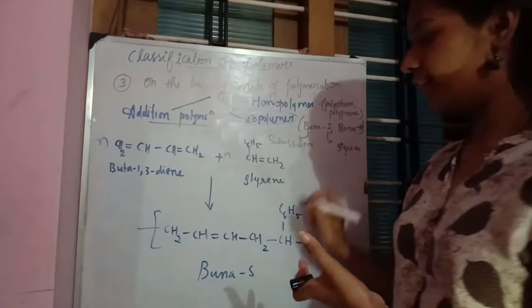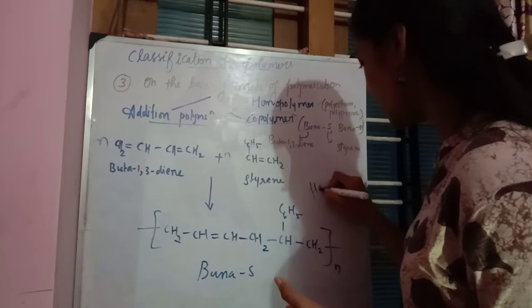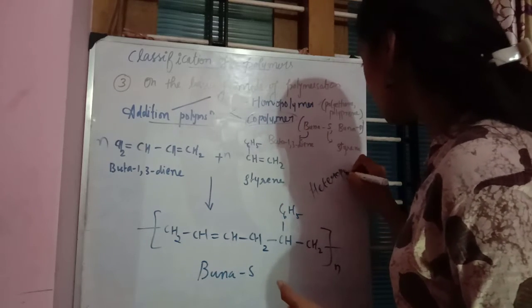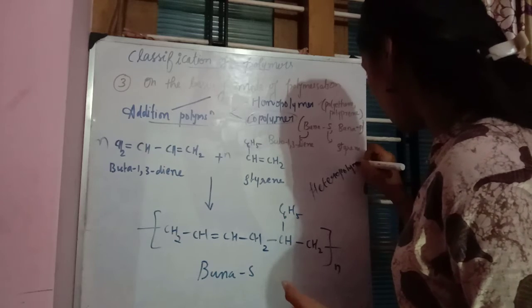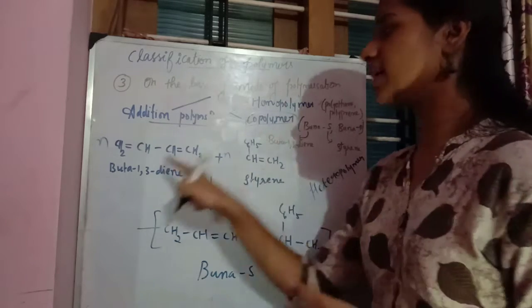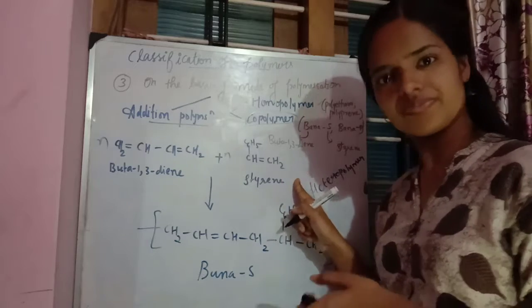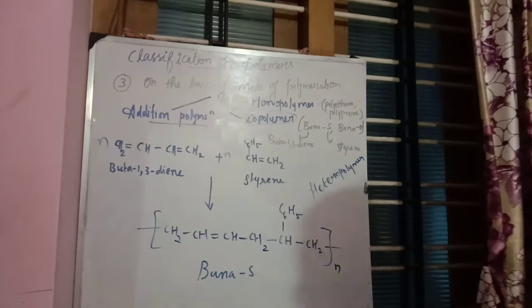Why I am calling it a copolymer, or you can say a heteropolymer, is because this Buna S is formed from two different monomers, that is buta-1,3-diene and styrene. Fine. Write it down.